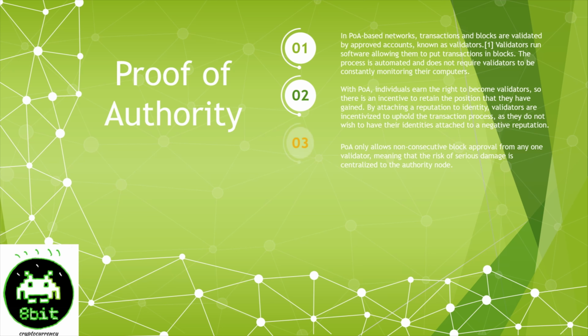Think of it sort of like a moderator. Proof of authority only allows non-consecutive block approvals from any one validator, meaning that the risk of serious damage is centralized to the authority node.